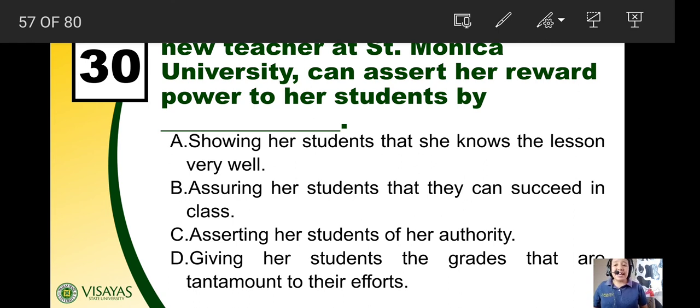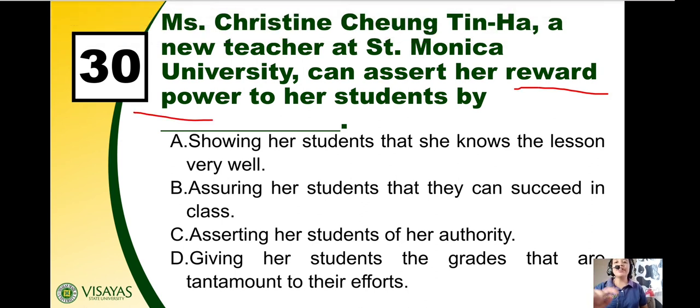Letter A, class, that is not what we are looking for, which is reward power. Letter A is not reward power; this is expert power. Letter B, rewarding siya, but we cannot assure that the student will succeed. That is just more on, rewarding siya, but this is more on referent power.